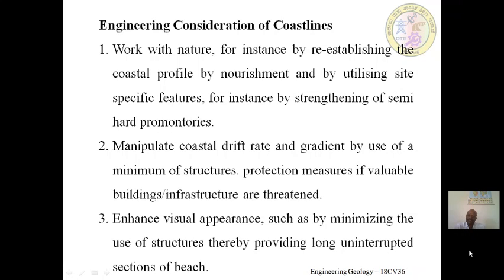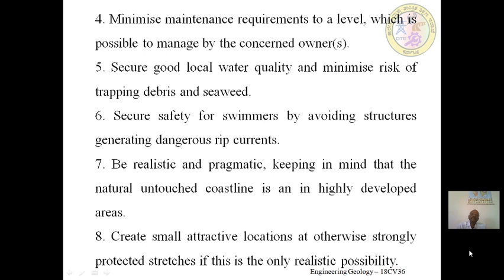Enhance visual appearance, such as by minimizing the use of structures, thereby providing long uninterrupted sections of beach. Minimize maintenance requirements to a level which is possible to manage by the concerned owners. Secure good local water quality and minimize risk of trapping debris and seaweed.